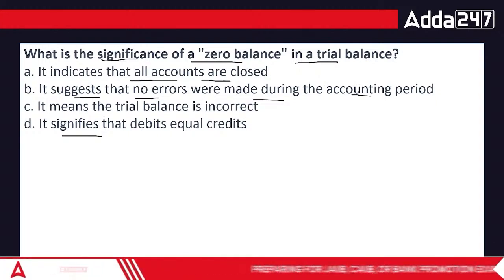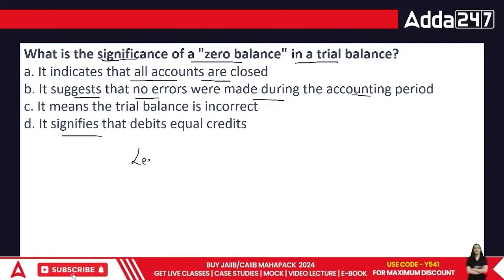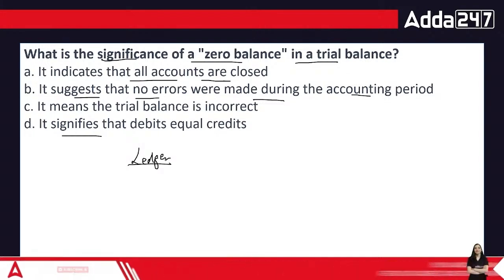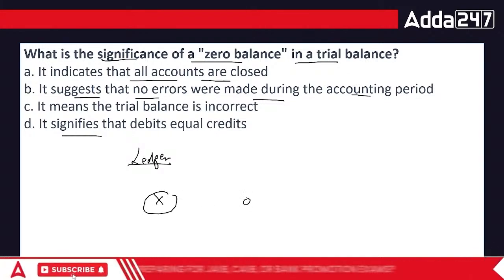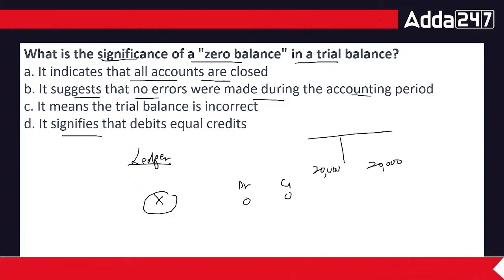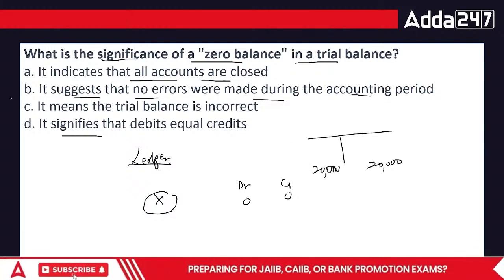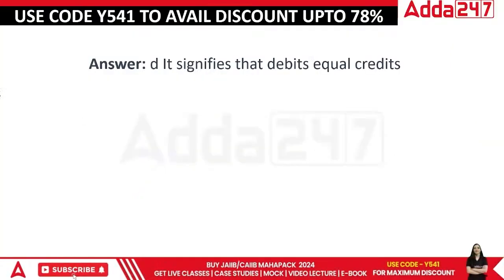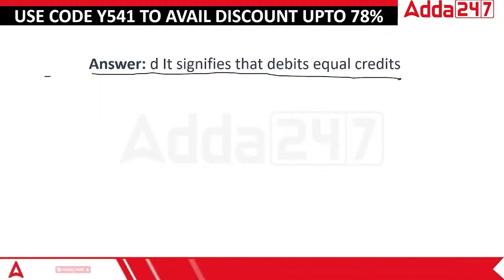When we'll see that some ledger has zero balance, for example, Mr. X has zero balance overall. This means on the debit side, if it was 20,000, on the credit side, it was also 20,000. There was no need for a balancing figure. Thus, in this case, the debit was equal to the credit altogether, so there was no discrepancy at all.